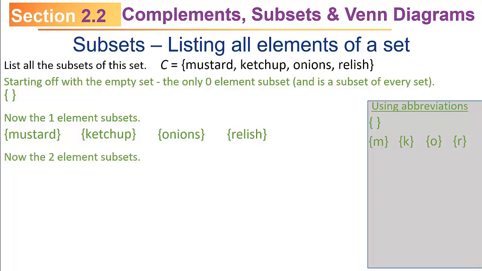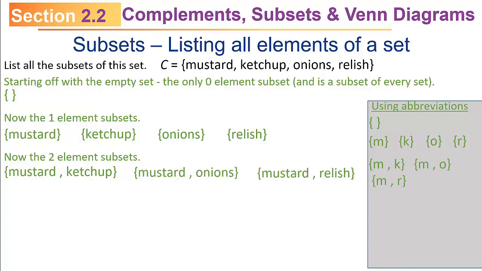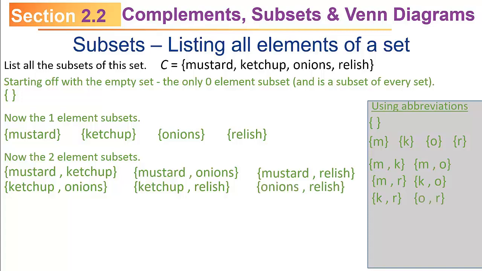Now let's move to the two element subsets. Have to have some organized pattern here, so I'm going to start with mustard and match it with every other condiment. So I'll say mustard ketchup, then I'll say mustard onions, then I'll say mustard relish. I've matched mustard with every condiment. Now I'll move over and do the same with ketchup. I've already matched ketchup with mustard, so now I'll move to ketchup with onions and then ketchup with relish. Now I've matched ketchup with every condiment, so I now move to onions. Well, the only condiment I haven't matched onions with is relish, so I match onions with relish.